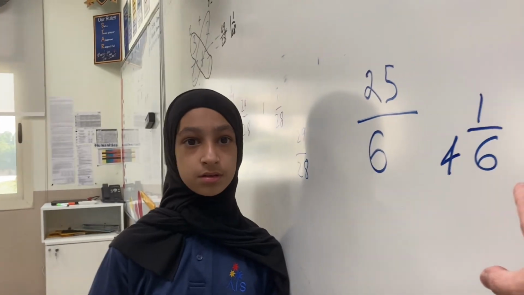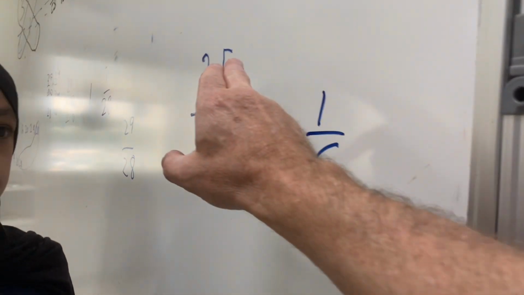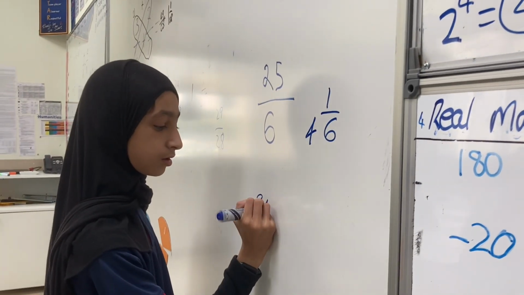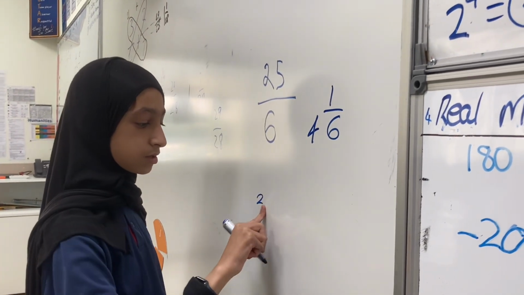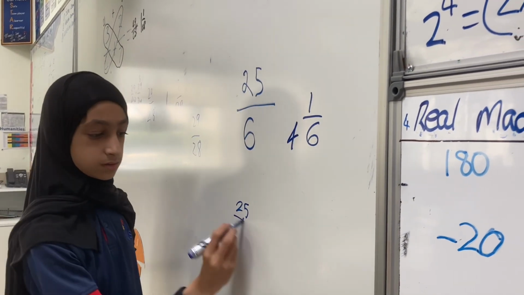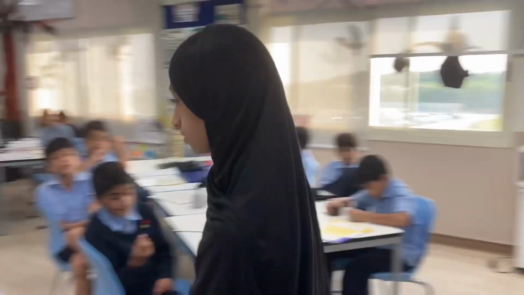Could you prove to everyone how you can turn that mixed number back into an improper fraction? 6 times 4 is 24 plus 1 equals 25. And that's how it goes. 25 out of 6. Correct, you explained that well. Thank you very much. Good work, guys. Excellent work.